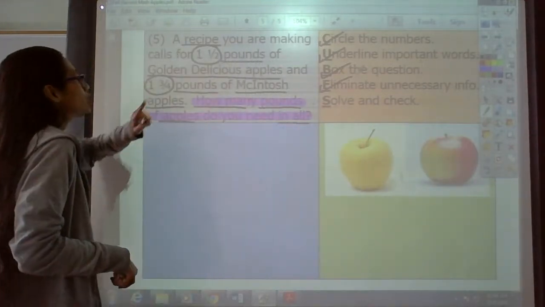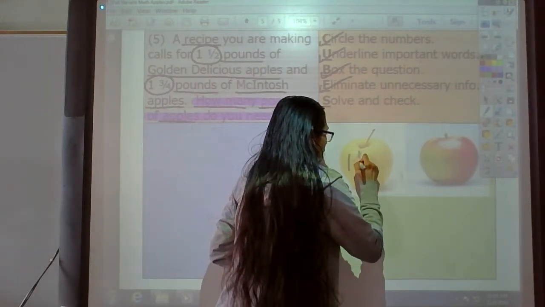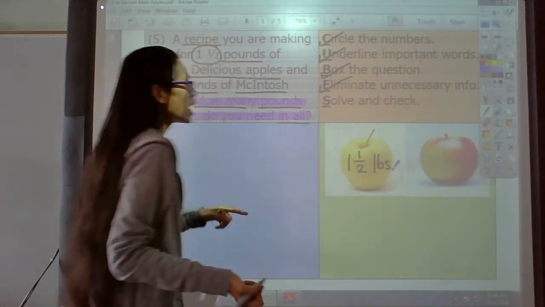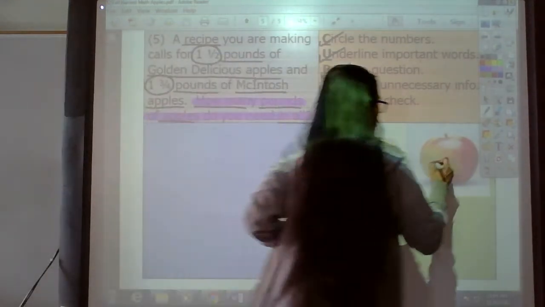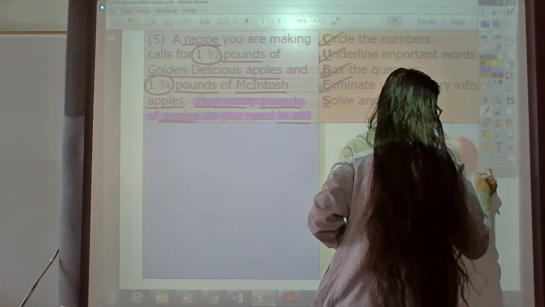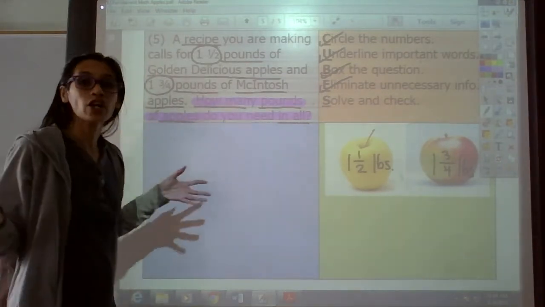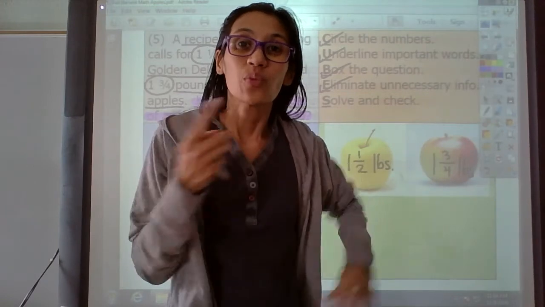How much do we need? We need 1.5 pounds of this, abbreviation LBS, and how many of the other one? 1 3/4 pounds of that. So we need to figure out how much we need in all. What operation would that be? Gotta put it together.